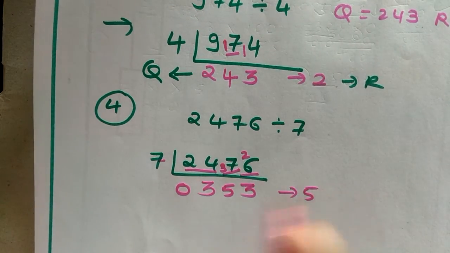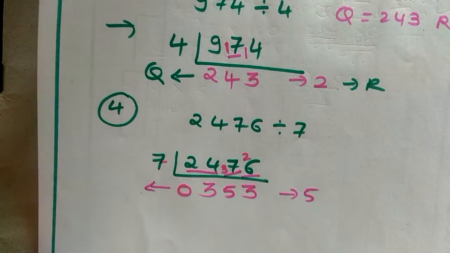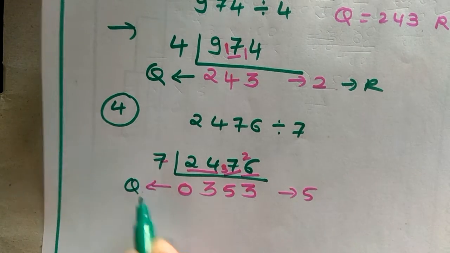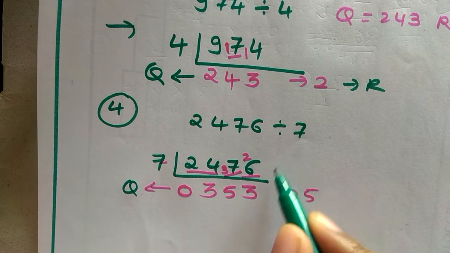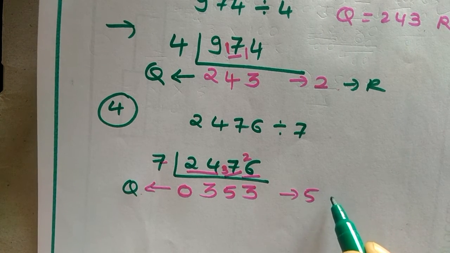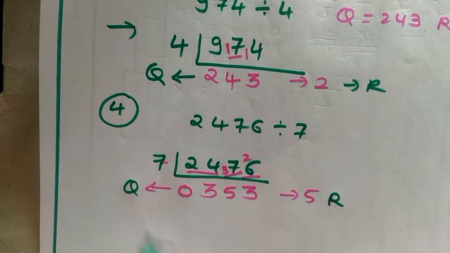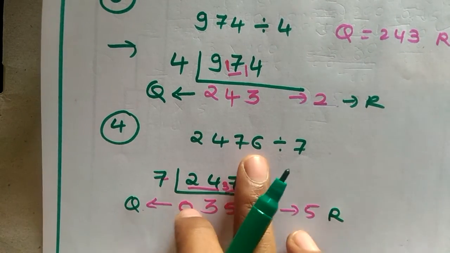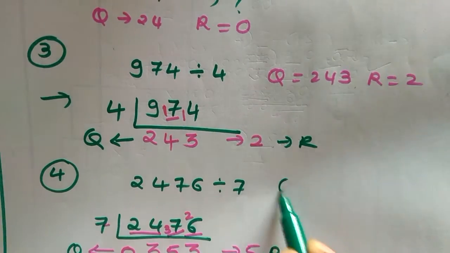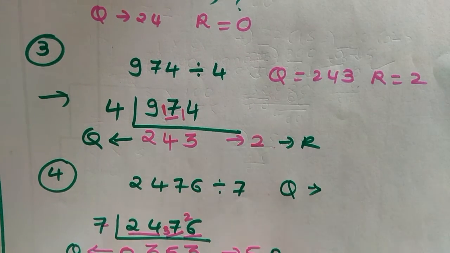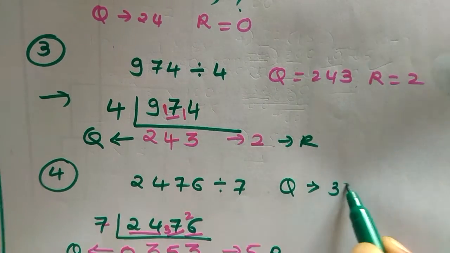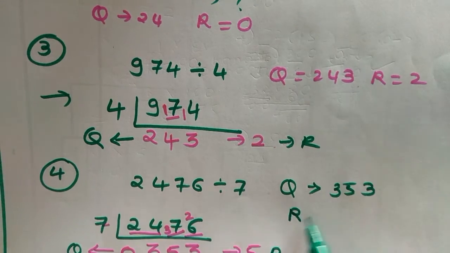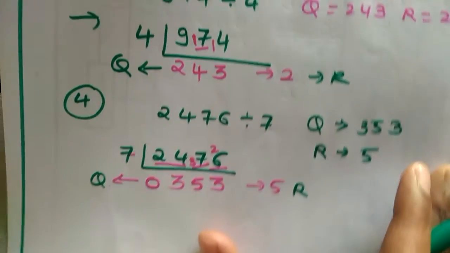So this is the remainder and this is the quotient. This 5 remains here because we don't have an extra digit here. So this is our remainder, and this is the quotient. So therefore, when we divide 2476 with 7, we got the quotient as 0, 5, 3, that means 353 only, and the remainder here we got as 5.